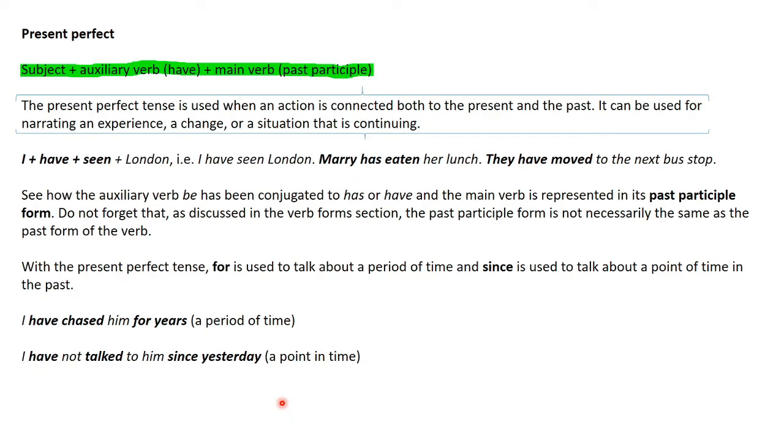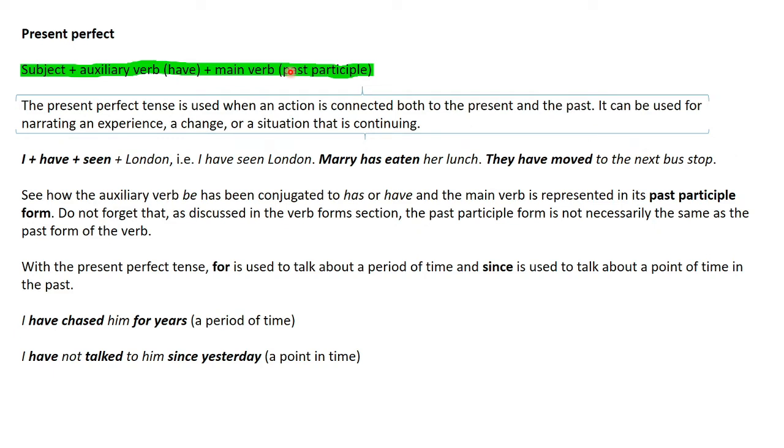Now let's see the present perfect tense. Now this tense has a subject, as is the case in all the tenses, and the auxiliary verb here is have, and the main verb is a past participle. Keep in mind that the main verb in a present perfect tense is a past participle. It's not the past form of the verb.